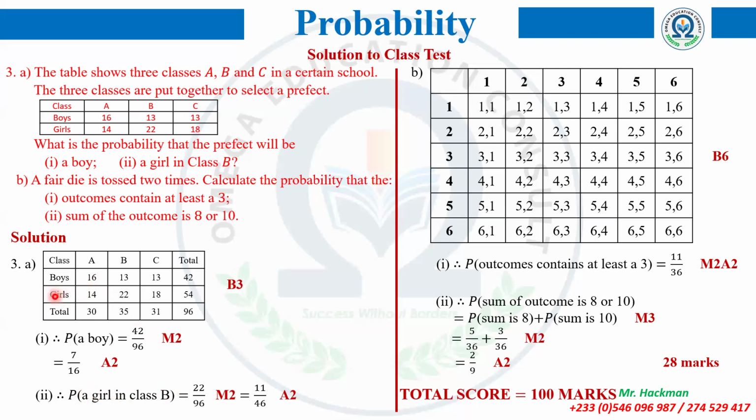So we come to the table. Where do we have the number of girls? This is class B. The number of girls in class B will be 22. So you get 22 over 96, and that will be equal to 11 over 48 when you simplify.